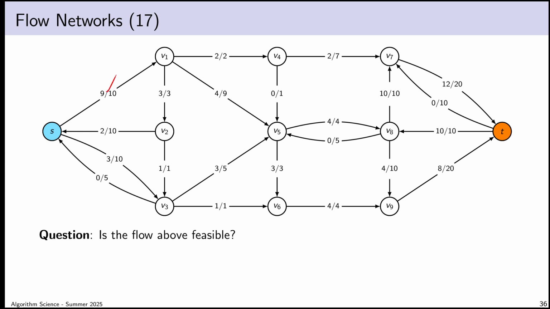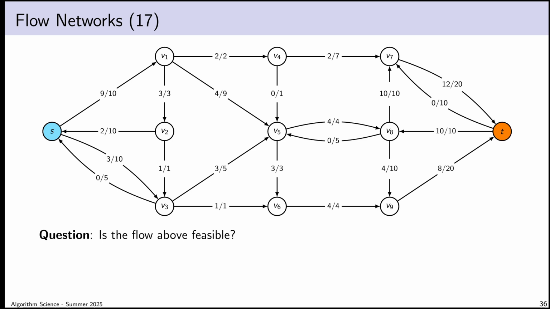So 9 out of 10, 2 out of 10, 3 out of 10, 0 out of 5, 3 out of 3, 1 out of 1, 2 out of 2, 4 out of 9, 3 out of 5, 1 out of 1, 0 out of 1, 3 out of 3, 2 out of 7, 4 out of 4, 0 out of 5, 4 out of 4, 10 out of 10, 4 out of 10, 12 out of 20, 0 out of 10, 10 out of 10, and 8 out of 20. Great. Okay, so on every single edge, the flow does not exceed the capacity.